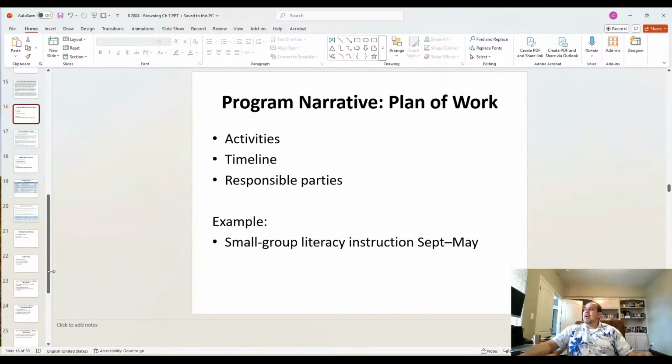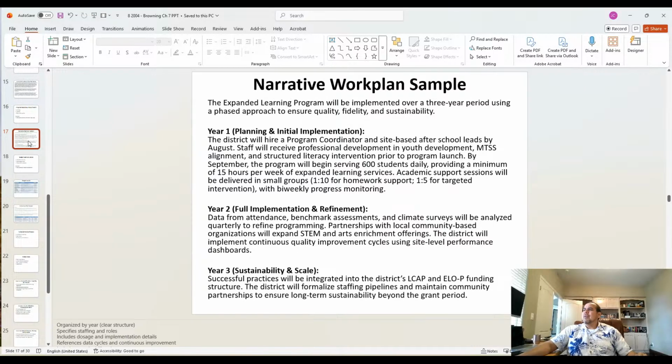Okay, plan of work or work plan, right? A lot of people call it the work plan, and some people call it the plan of work, but really the work plan. You have to have your activities, your timeline, and who's going to do it. Okay. And I have a lot of examples of these work plans, but for sake of this example in this video, we're just going to show you an overview, right?